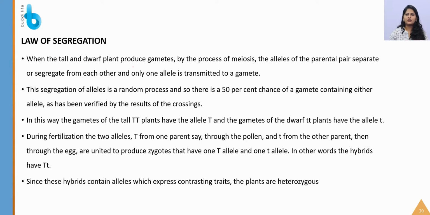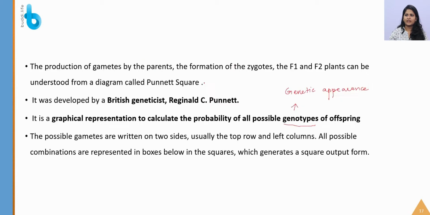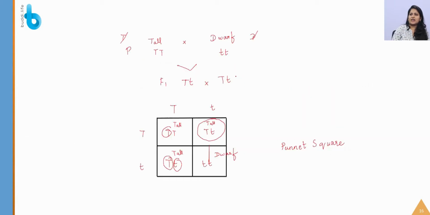When the tall and dwarf plants produce gametes by the process of meiosis, the alleles of the parental pair separate or segregate from each other and only one allele is transmitted to each gamete. So again when we come here, we can see these characters. When these genes segregate during meiosis, only one allele will be transmitted to each gamete. That is why we have given the gametes here. Before doing a Punnett square, we must also mention the male and female gametes, so I am writing male and female gametes here.